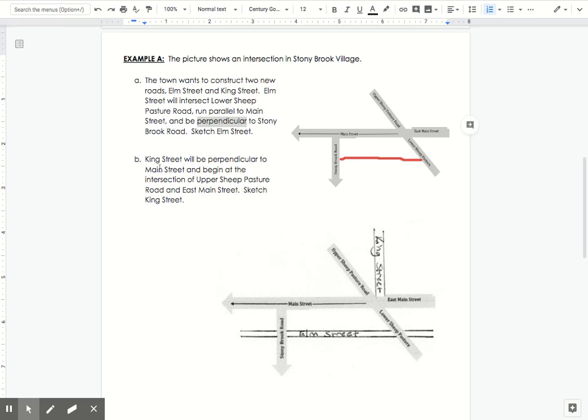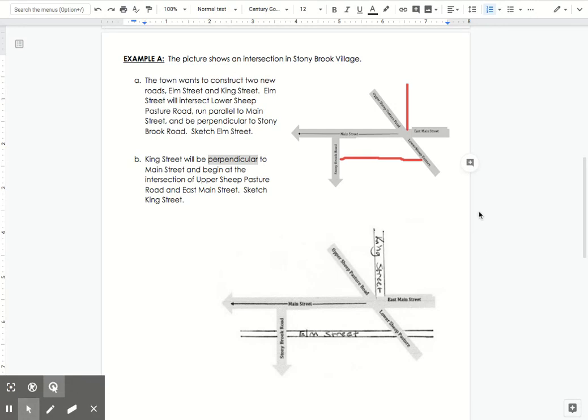Now it says part B, King Street can be perpendicular to Main Street and start at the intersection of Upper Sheep Pasture Road and East Main Street. So we need to sketch King Street. It has to be perpendicular to Main Street. So instead of parallel, it needs to be perpendicular. And it needs to start at this intersection where East Main Street and Upper Sheep Pasture Road begins. So I'm going to sketch my road. There we go. So this road here is called King Street.